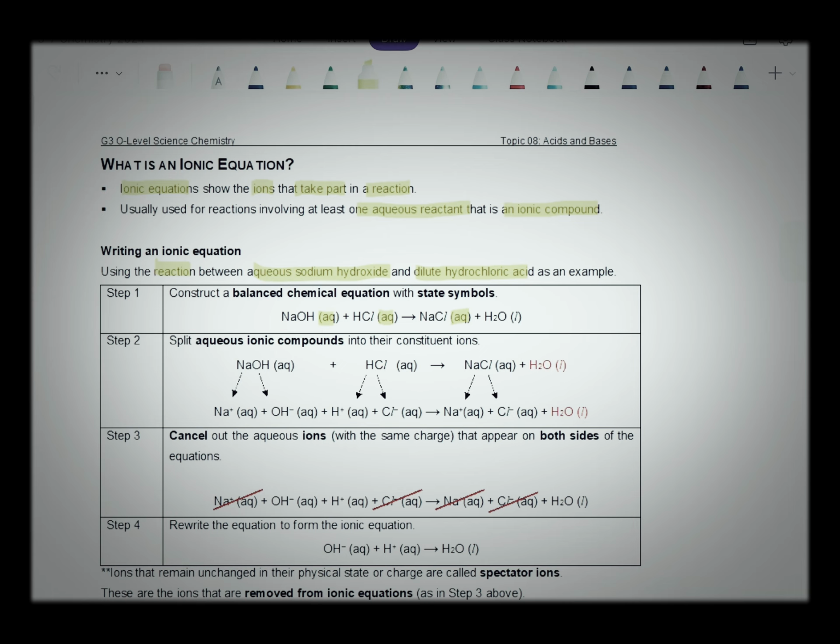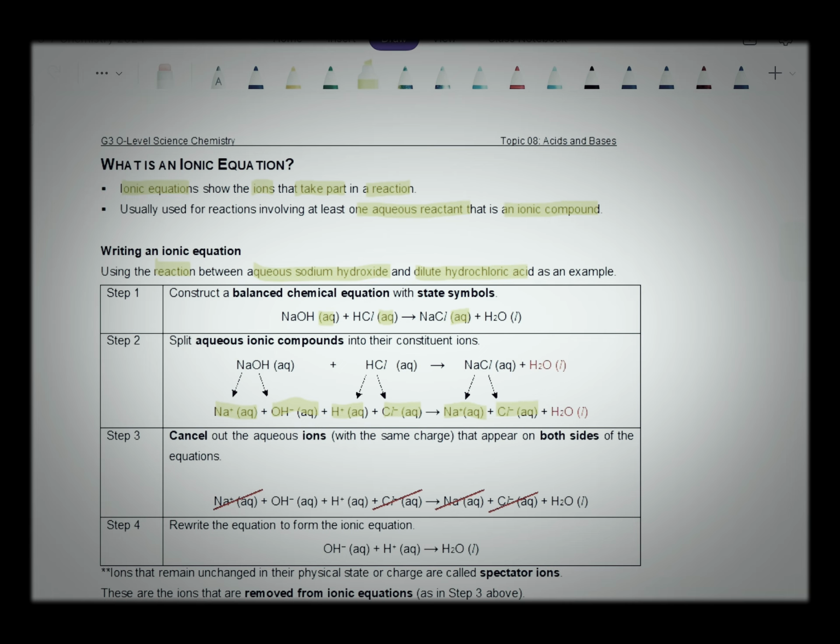ions. For example, sodium hydroxide, you will have sodium ions plus hydroxide ions. Same for the acid as well, you break them down into the respective ions. And lastly, for sodium chloride, you break them down into its respective ions as well. But since water is in the liquid state, it just remains as it is.